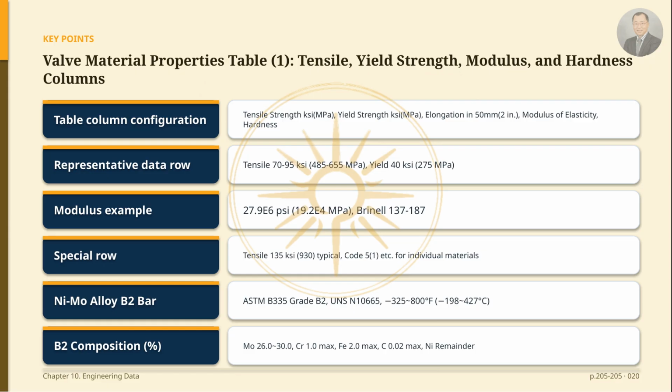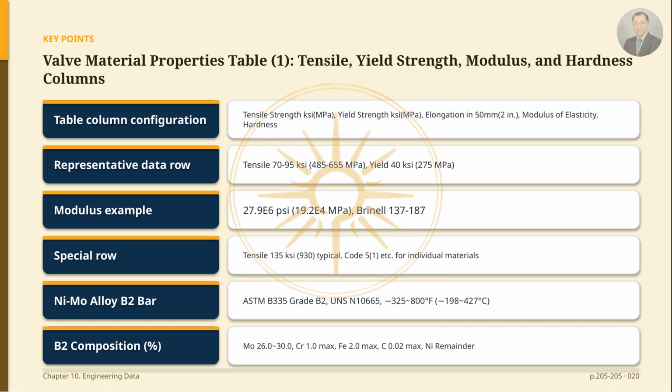Looking at a representative row, the tensile strength is 70 to 95 KSI, 485 to 655 MPa, and the yield strength is 40 KSI, or 275 MPa. The modulus of elasticity is 27.9 times 10 to the power of 6 psi, which is 19.2 times 10 to the power of 4 MPa, and the Brinell hardness ranges from 137 to 187. Some rows contain representative values for individual materials, such as a tensile strength of 135 KSI, 930 MPa, and are marked with notations like Note 1 of Code 5.